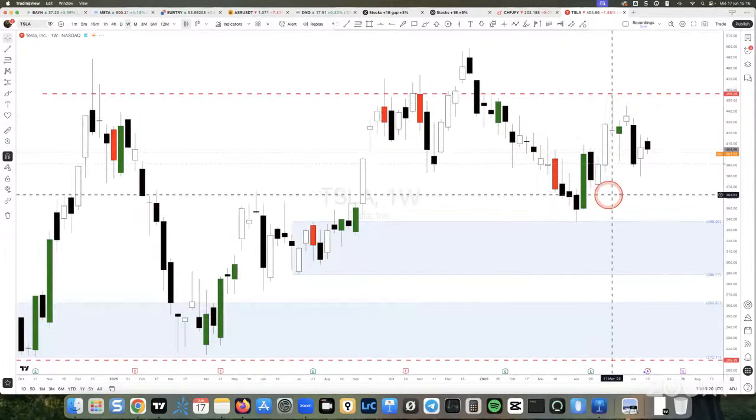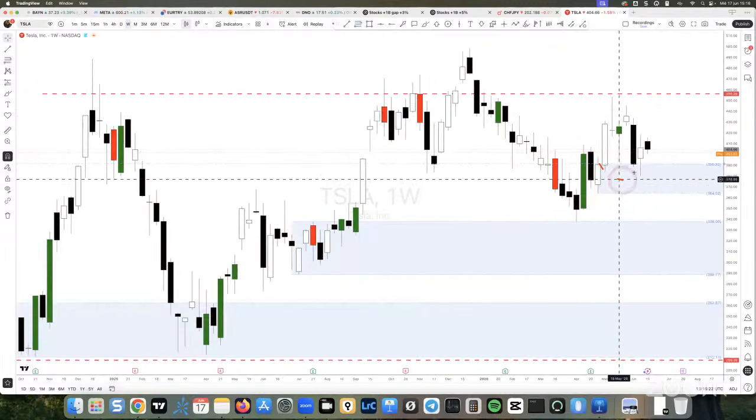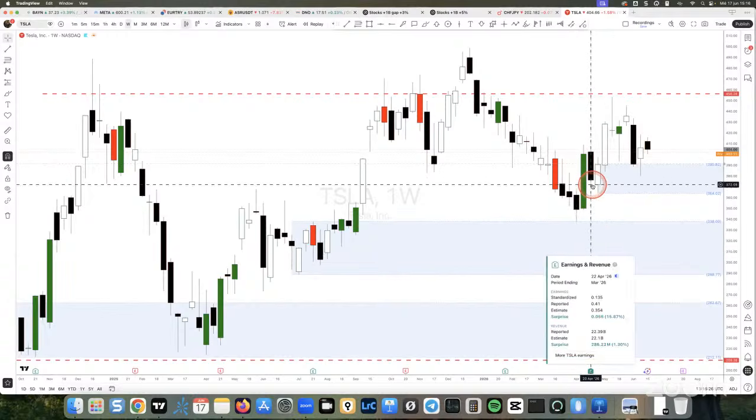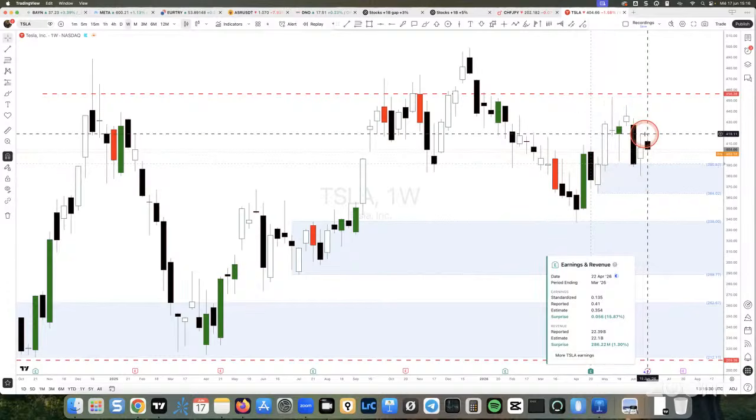Where? To the weekly demand level there. And it's rallying and playing out. So positive earnings here helped price to rally, creating an imbalance, and then price is rallying on Tesla again. So this is how it works.